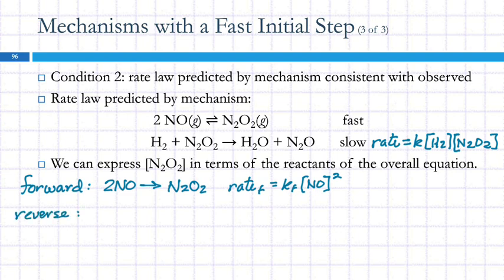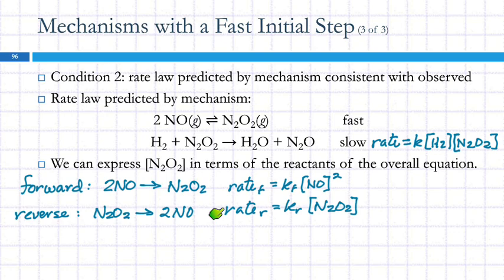The reverse reaction is that flipped around, it's N2O2 going to 2NO. We can also write a rate law for that. Rate reverse is equal to K reverse times what? N2O2. Now, we do not know what these rates are. We don't know what these rate constants are. But we know that this rate is equal to that rate.